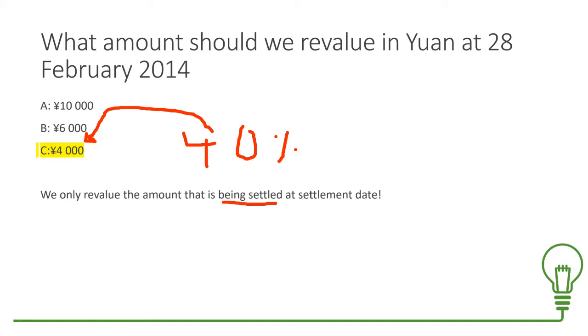That is the rule. We only revalue the amount on settlement date, the amount that's being settled. Obviously, if the full amount is being settled, we're going to revalue the full amount. But now only 40%, only 4,000, is being settled. Any questions about that? I need you to let me know. Okay.